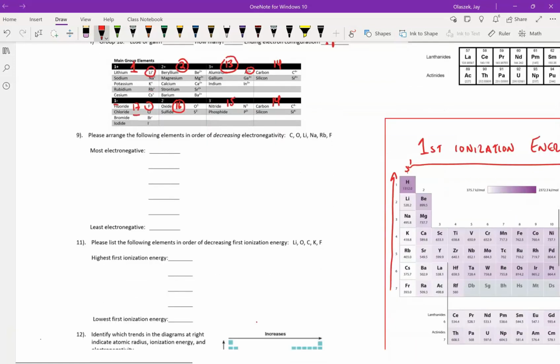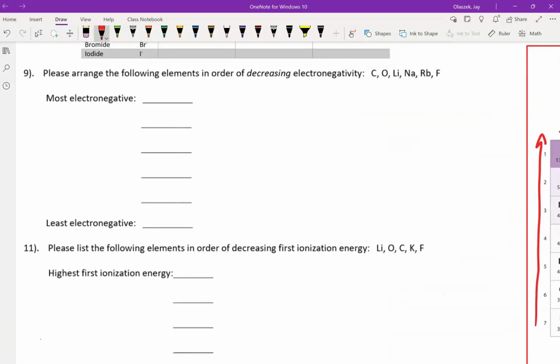Almost done. We're on the last page. Please arrange the following elements in order of decreasing electronegativity. This is easy because we know that fluorine is the most electronegative element on the periodic table. That means all we have to do is find these elements in order from left to right and from top to bottom.